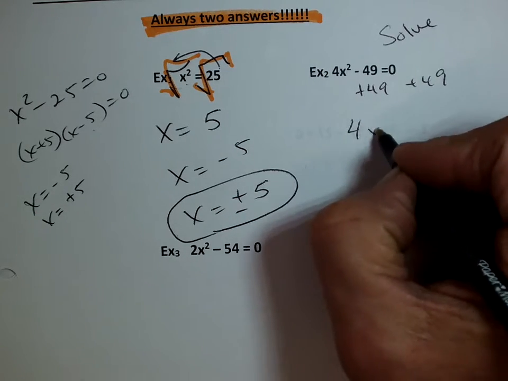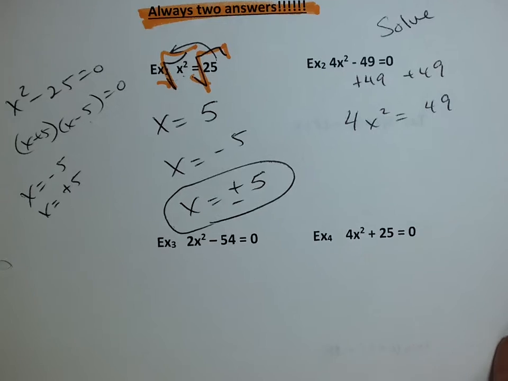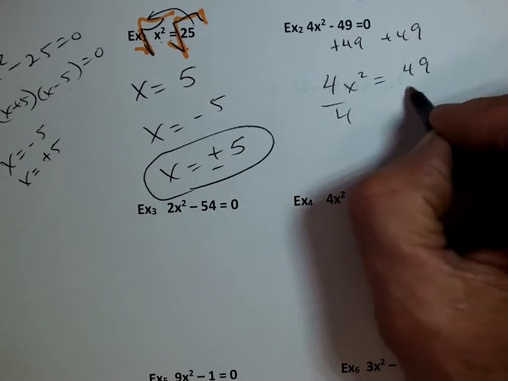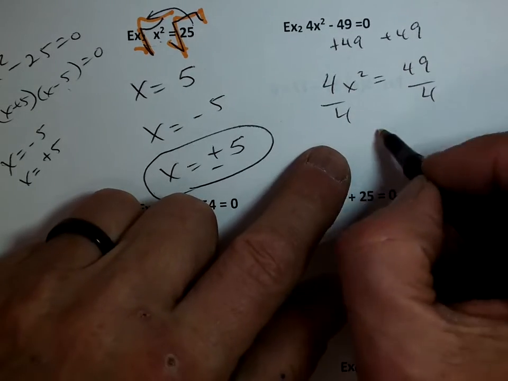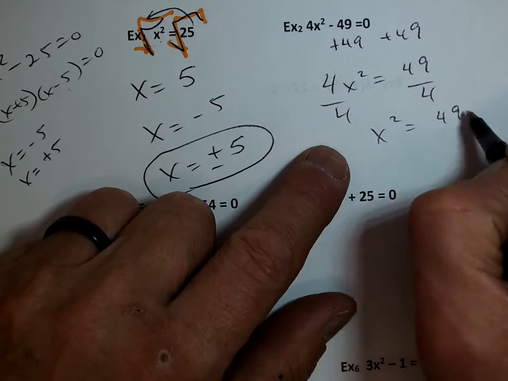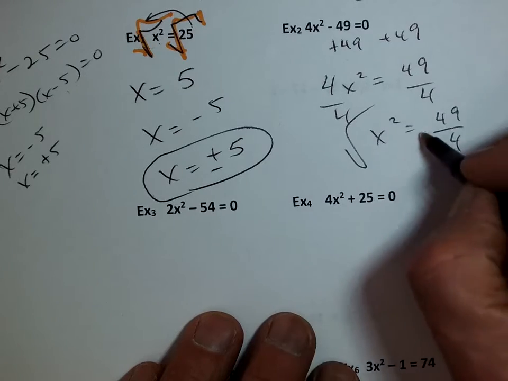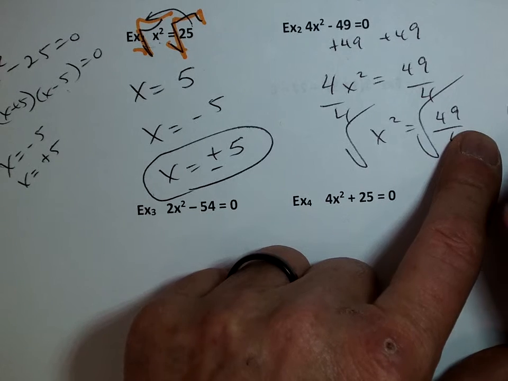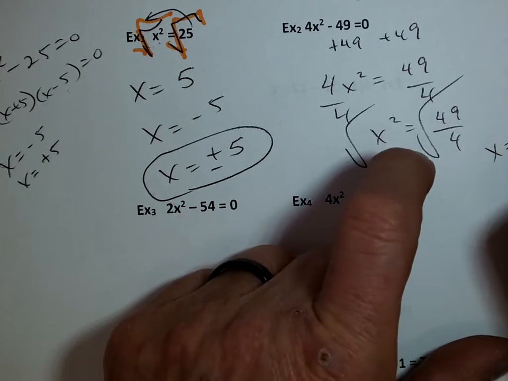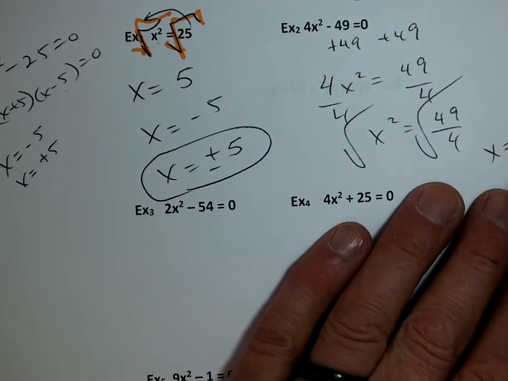I've got 4x squared equals 49. So really that 4 just doesn't matter. Well, it does. Divide by 4. So I get x squared equals 49 over 4. Square root, and I'm just going to call it 7 over 2. So x equals 7 over 2, but it also has a negative 7 over 2, so we get both answers.